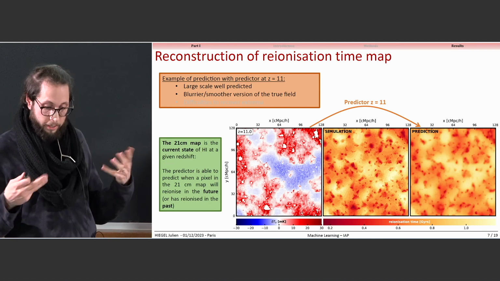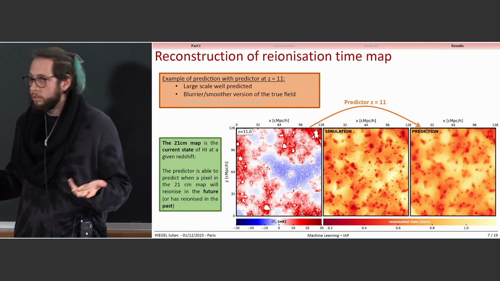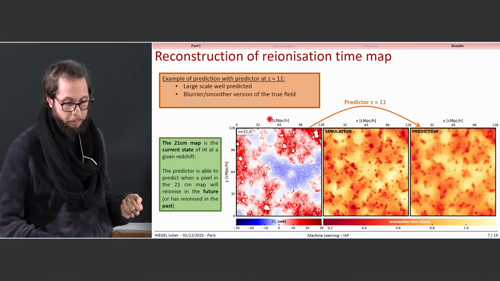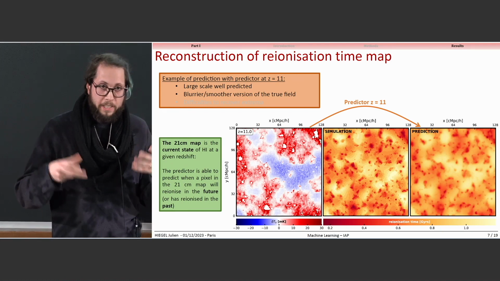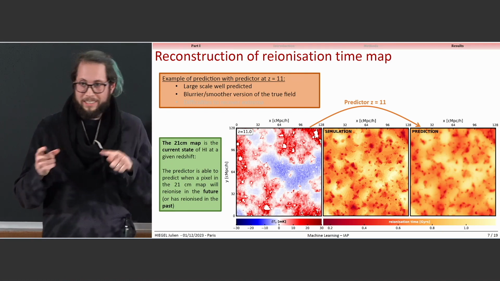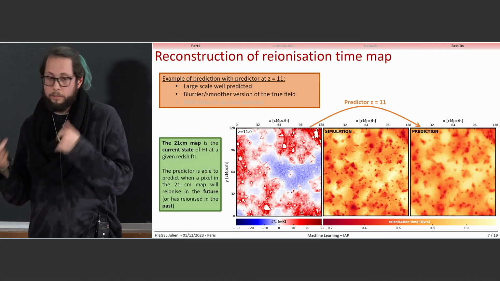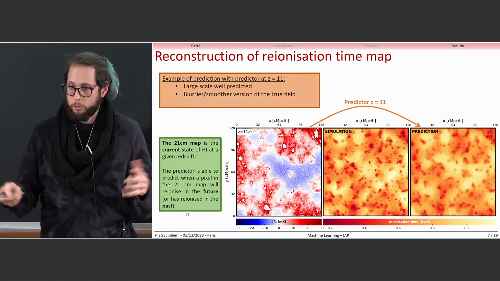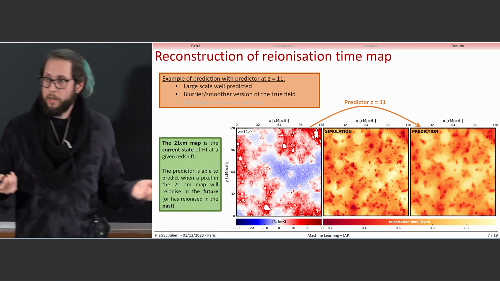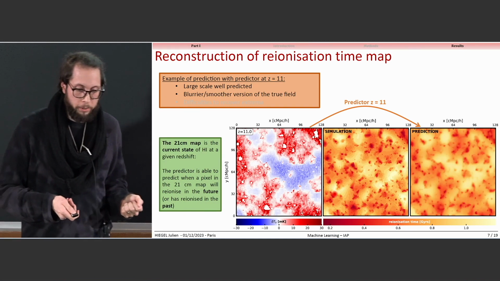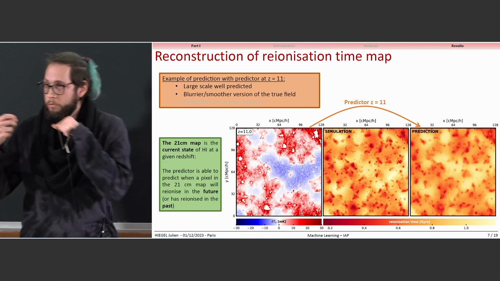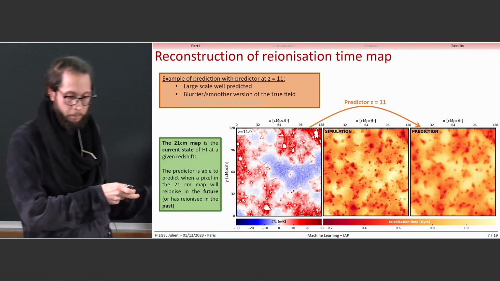Okay, the first thing that we can say is that it works, and that's surprising because the 21 centimeter map describes the physical state of hydrogen at a given instant of the universe's history, and the reionisation time field is its whole evolution, past and future. So now we have a predictor capable of predicting when a pixel in this map will reionize in the future or has reionized in the past.